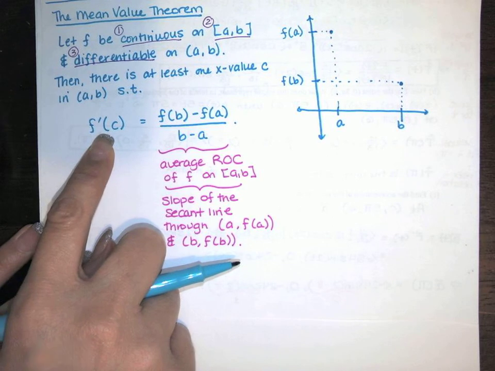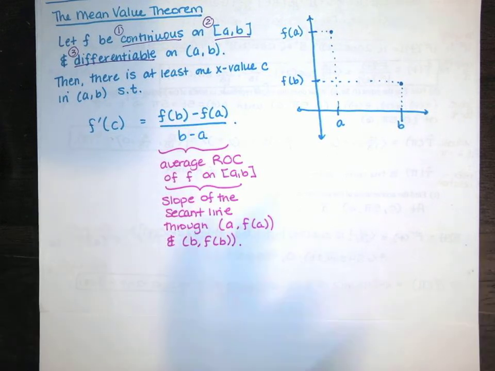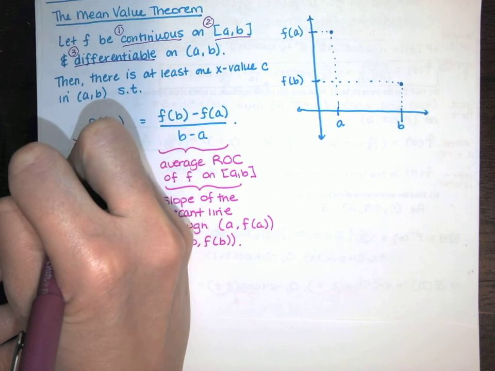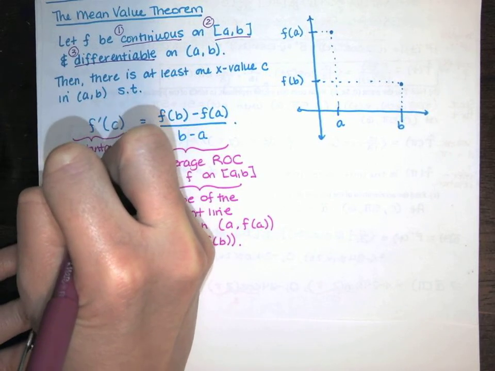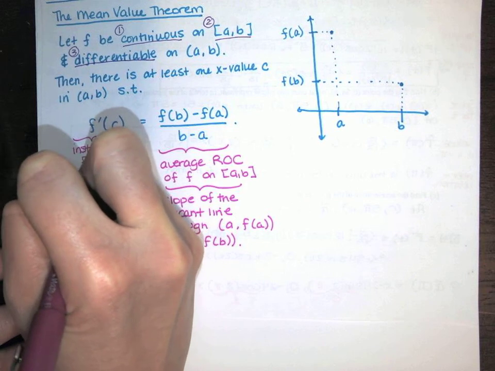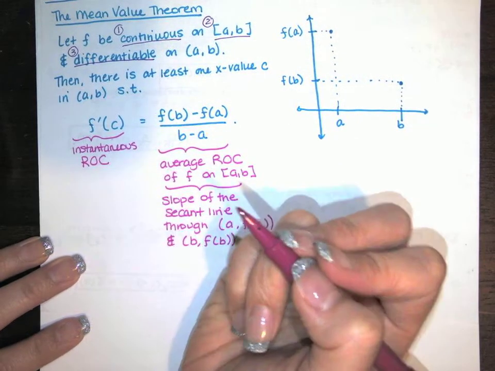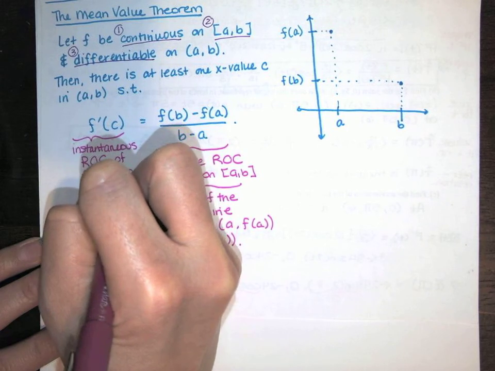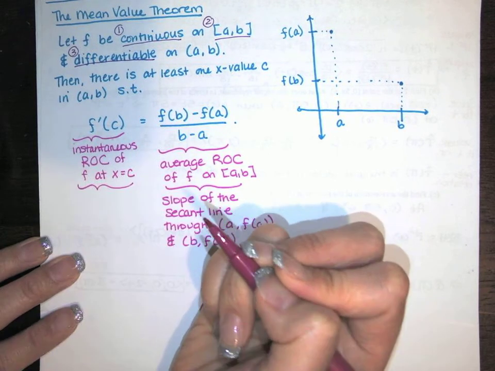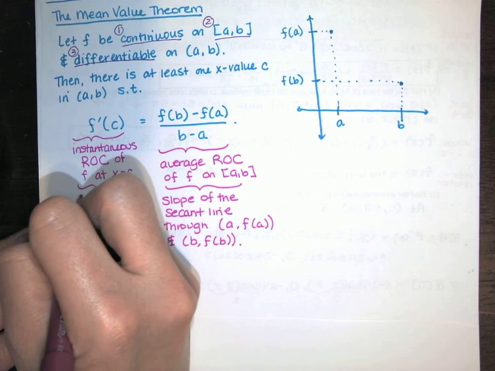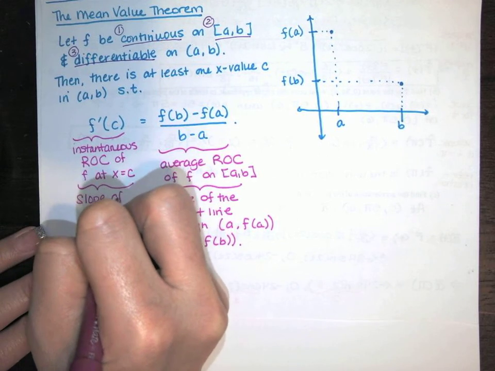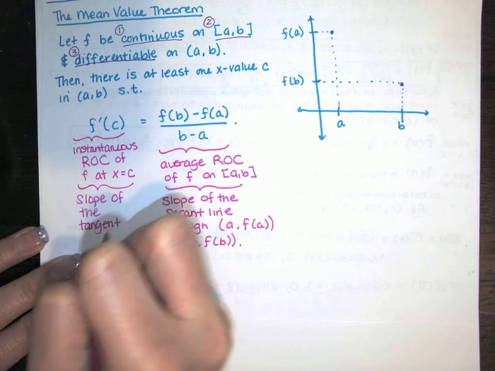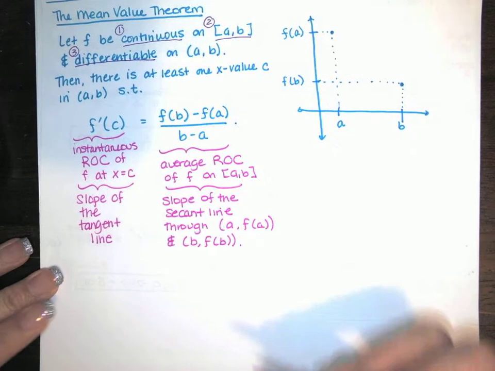Remember what this is. The derivative is the instantaneous rate of change of the function f at x equals c. Or, in other words, geometrically, that's the slope of the tangent line. So, with these interpretations in mind, let's read this again.